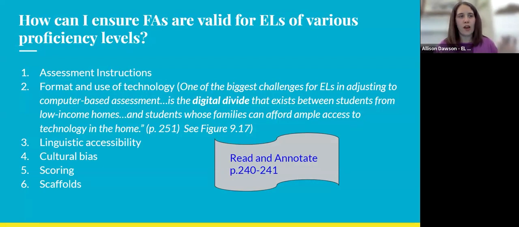All right, so I've listed them here. Number 1, assessment instructions. Number 2 was the format and use of technology. Number 3 was the linguistic accessibility. And then 4, cultural bias, which we talked a lot about, I think, in our second session. Then scoring, and then scaffolds, those helps that we've looked at previously also.